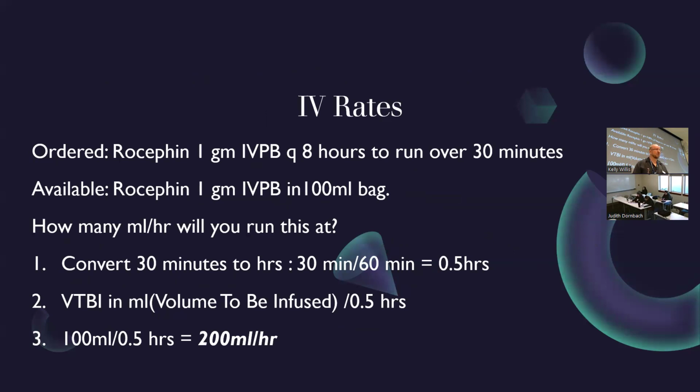So we want to convert 30 minutes to hours. So this is how you do it. We come up with 0.5 hours. Volume to be infused. That's what VTBI is. So volume to be infused is 100 divided by 0.5 hours. So you'll run it at 200 milliliters per hour. So that's one way to calculate it.